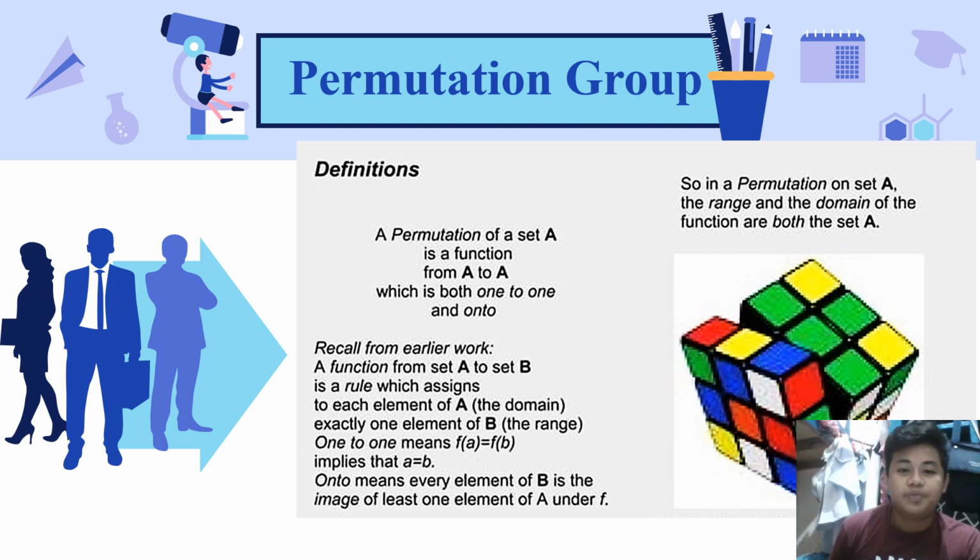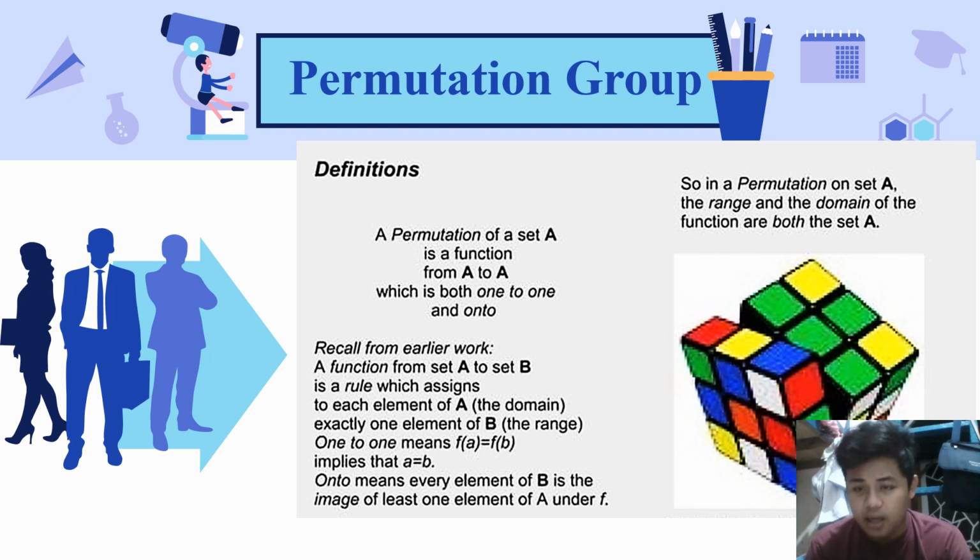Permutation group. By definition, a permutation of a set A is a function from A to A which is both one-to-one and onto. Recall from earlier work, a function from set A to set B is a rule which assigns to each element of A, the domain, exactly one element of B, the range. One-to-one means f(a) equals f(b) implies that a equals b. Onto means every element of B is the image of at least one element of A under f.